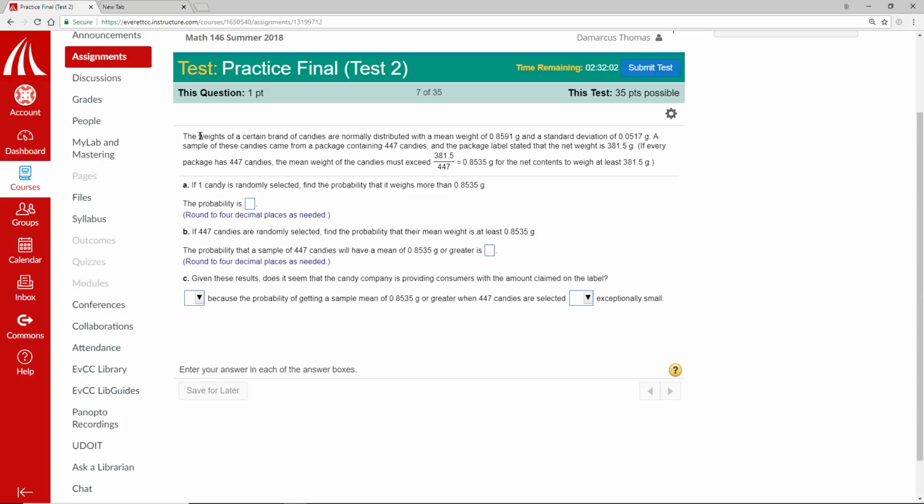Let's keep going. It says the weights of certain brands of cereals are normally distributed with a mean of 0.8591 and a standard deviation of 0.05. A sample of these candies came from a package containing 447 candies, and the package label stated that the net weight of 381 grams. The mean weight of the candies must exceed 0.8535. So, okay, let's answer this. The first step is, if one candy is randomly selected, find the probability that the weight is more than 0.8535.